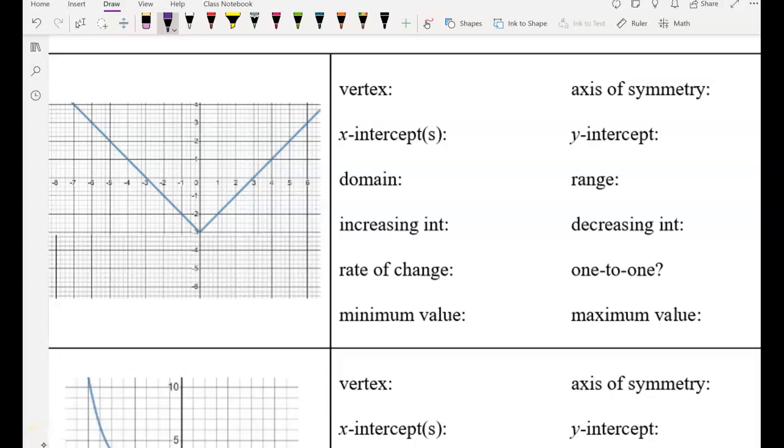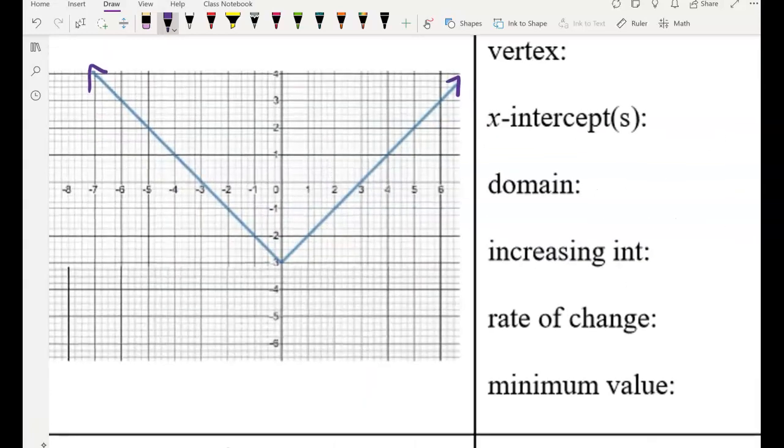Here's the first example. Looks like we have a V shape. Let's add on arrows on the end, students. We are going to fill out all of the characteristics, which are on the right side. Now, as you can see here, it's harder to see on my screen, but hopefully on your paper it's a little bit clearer. Can you guys see that this right here is the x-axis in the middle? Okay, so I'm going to draw that out so we can count it.